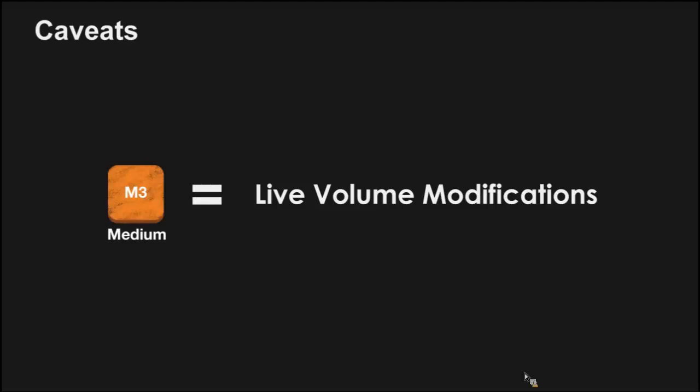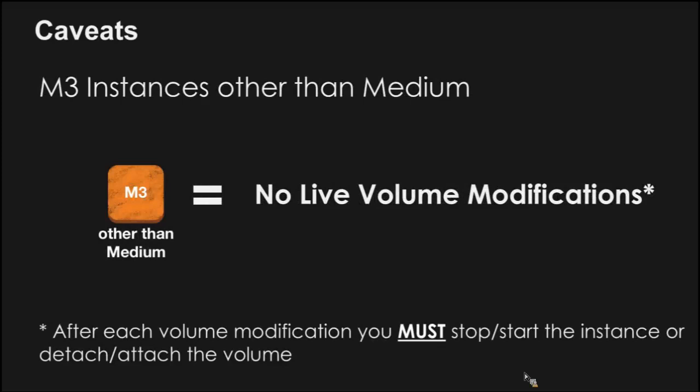Our previous generation volumes, also referred to as magnetic volumes, do not support elastic volumes. Our current generation instances also support elastic volumes. Some of the previous generation instances do not support live volume modifications. There's a couple of caveats that I want to dive a little deeper into. All M3 mediums support live volume modifications. So if you have M3 mediums, you're good to go. You're able to take advantage of live volume modifications.